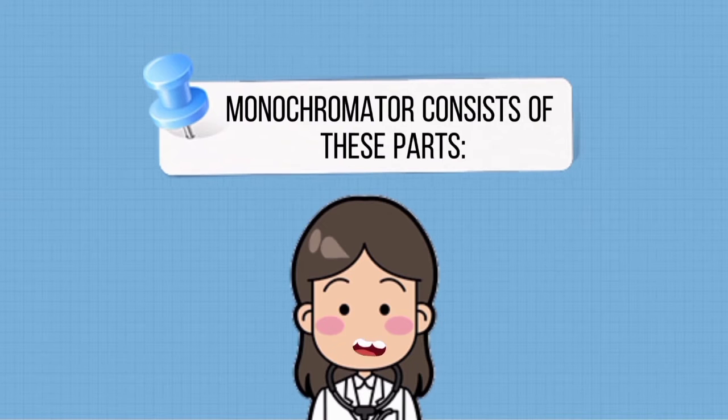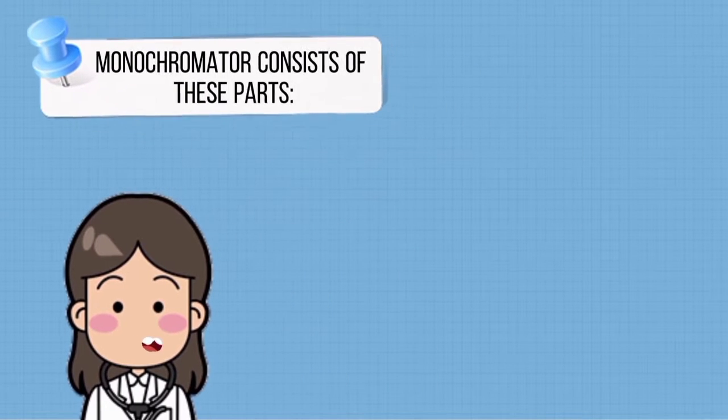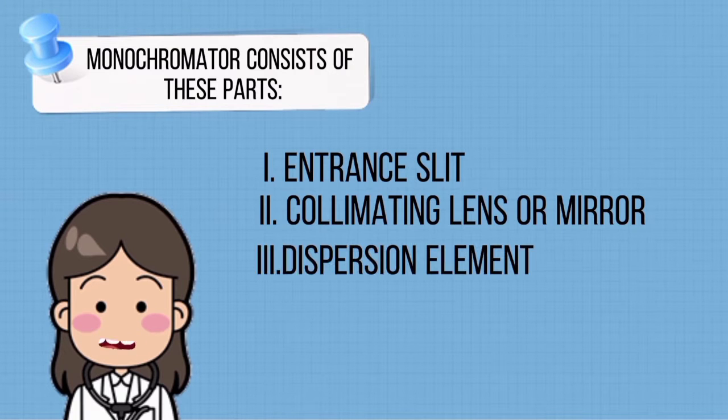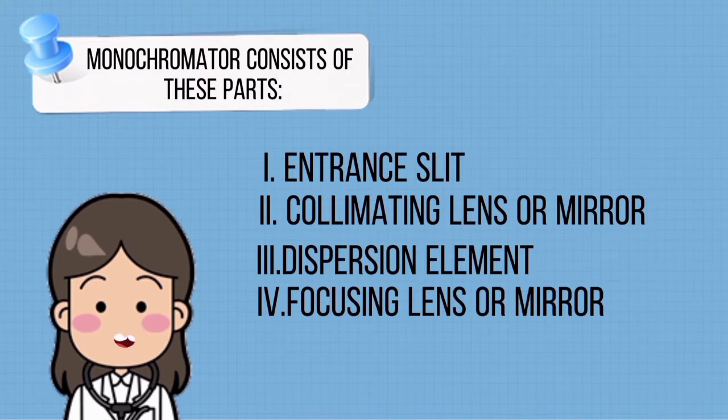Monochromator consists of these parts. First, entrance slit. Second, collimating lens or mirror. Third, dispersion element. Fourth, focusing lens or mirror. Fifth, exit slit.